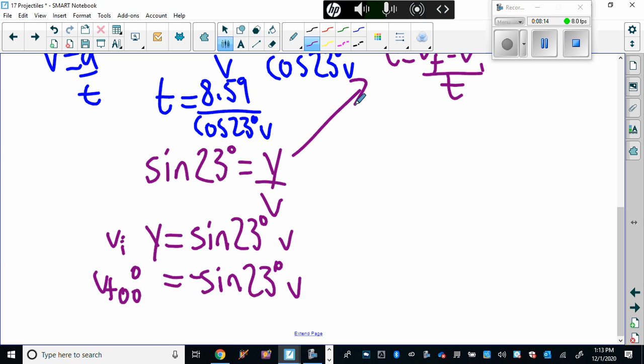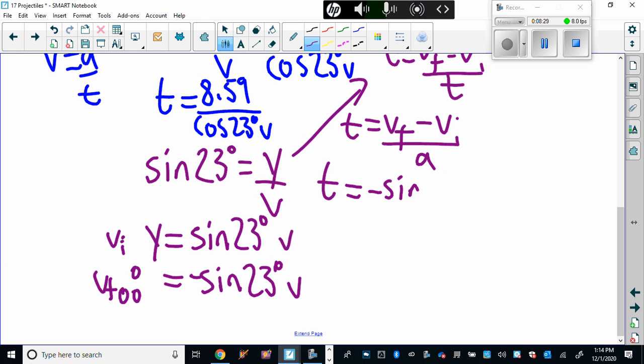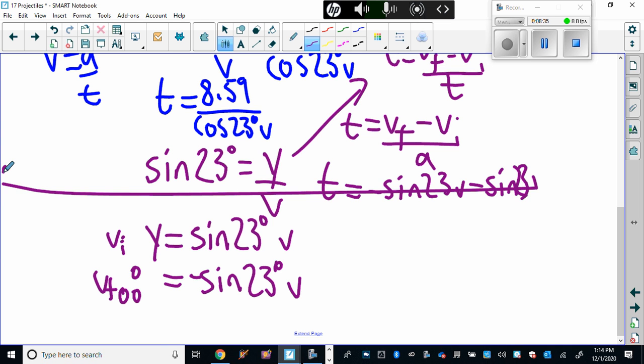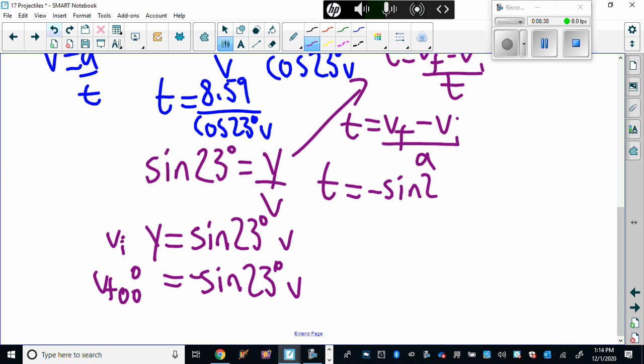Okay, so now we have two expressions for vf and vi, and we can plug them in to this formula here, giving us t. So first of all, we rearrange the formula for t. Then we plug those numbers in. t equals negative sine 23 v minus sine 23 v, divided by negative 9.81. And this is good because now we have, I forgot the v here. It should be v right there.